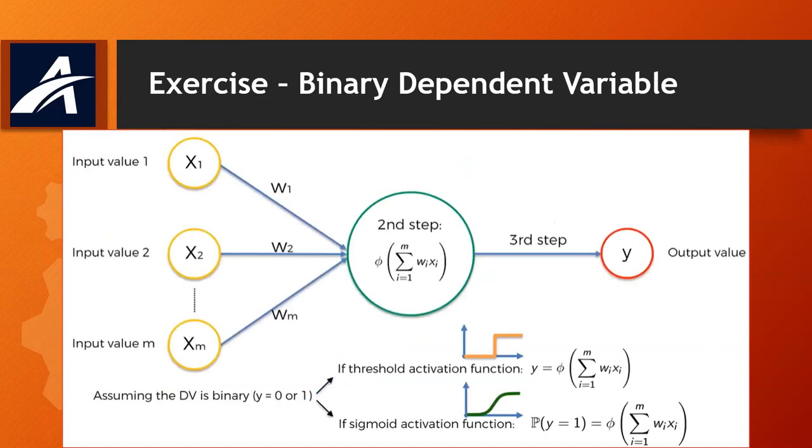Okay, now, this is how it all fits in. So we have an input value, we have a weight, we have an activation function, and then we have an output value. Okay, so the dependent variable can be binary, and a sigmoid function. It could be a threshold activation or a sigmoid function.